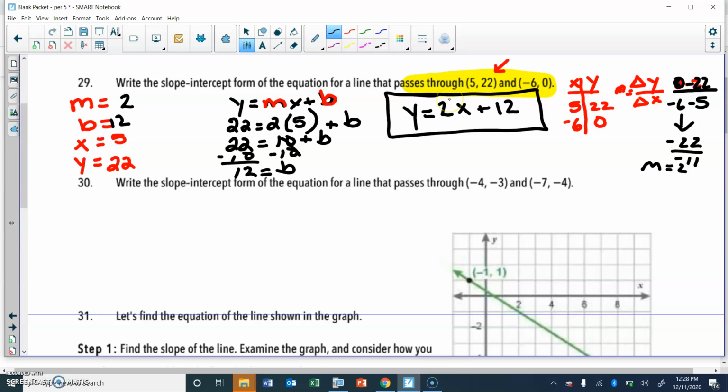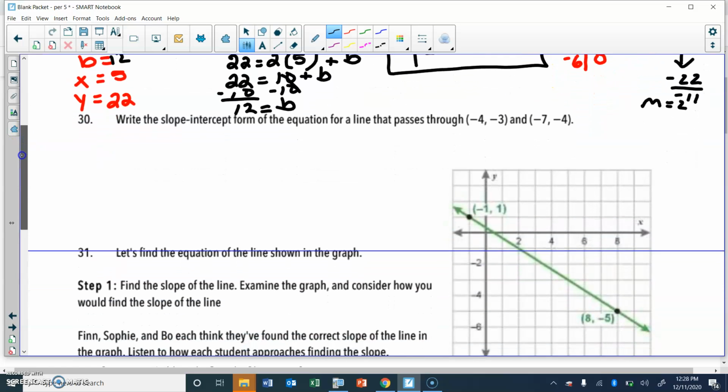If you need to pause and go over it again, be my guest. Okay, last one that I'm doing with you, and then you have the questions on the, well, I'll talk about it later. Here we go. Write the slope-intercept form of the equation of a line. Y equals mx plus b.